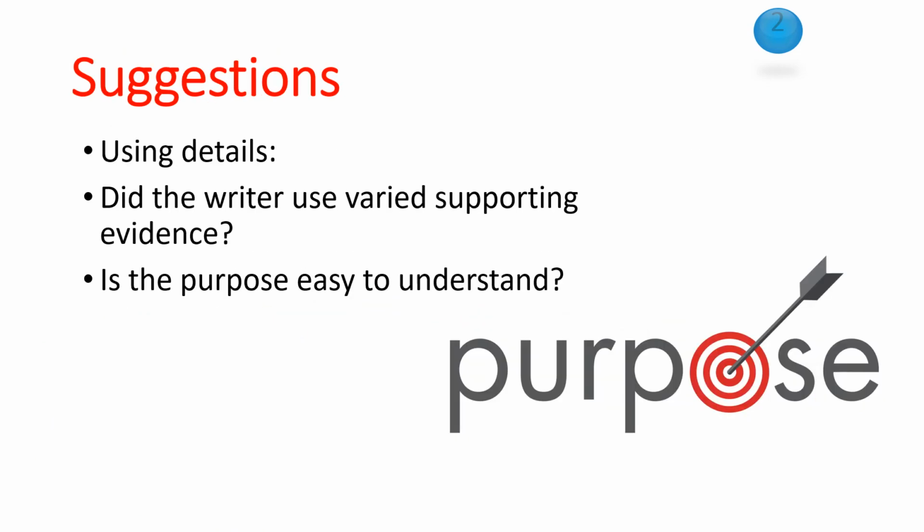The last aspect we're going to look at are the details. Now, did the writer use varied supporting evidence? What that means is, do they just use an example, example, example, example throughout their whole body paragraphs? Or do they use different forms of evidence? Do they sometimes give a definition, sometimes statistics, sometimes other facts? How varied is the evidence that they provide? And is the purpose easy to understand? I use that word a lot in this class because for writing it's very important. Do you stick to the purpose? Does all your evidence support your purpose?